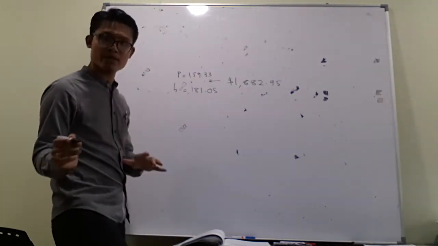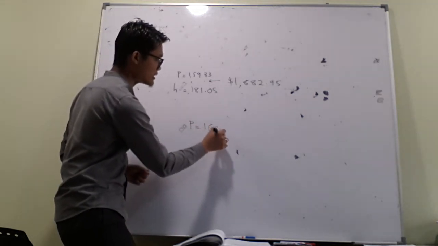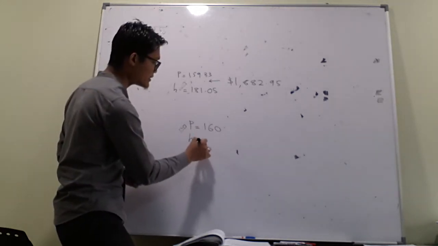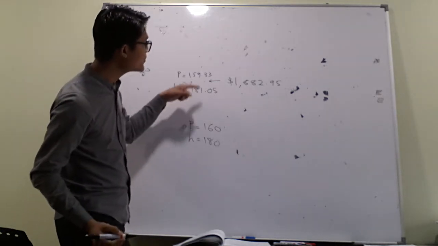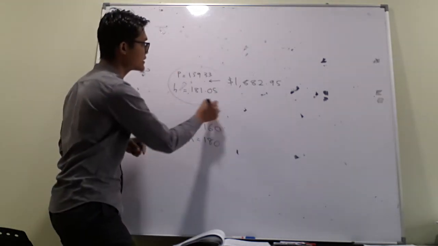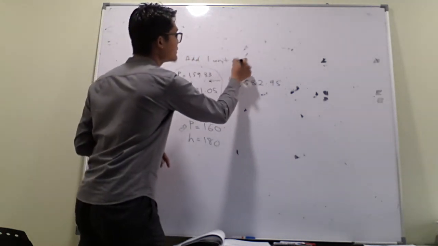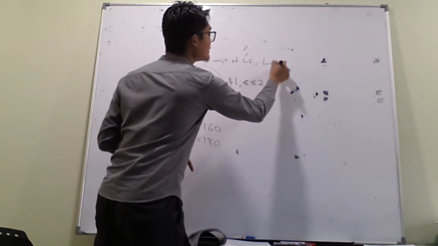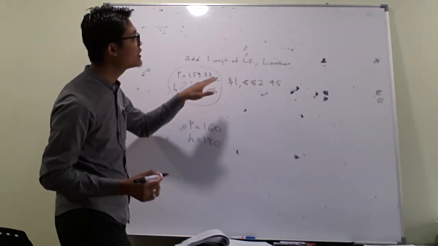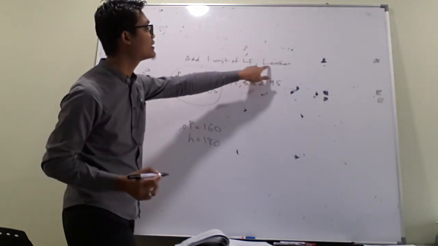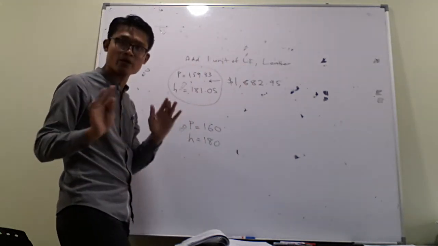Okay, let's recap a bit. Alright, before this, our OPP is that P is equal to 160 and H is equal to 180. This is our previous OPP, right? Remember, why do we have a new OPP? Because in this case, we add 1 unit of limiting factor, which is ladder. That's why in this process that we are doing now, we want to find the shadow price of ladder. So we know when we add 1 unit of limiting factor, we will have extra contribution. So I hope that rings the bell now.